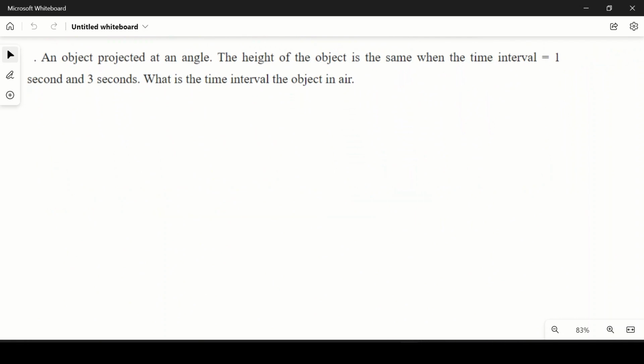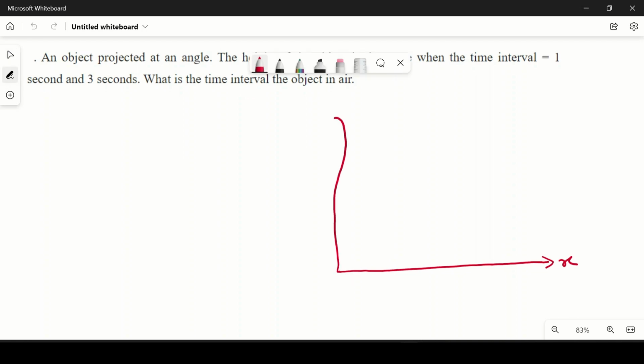An object is projected at an angle. The height of the object is the same at time intervals of 1 second and 3 seconds. So this is the plane, x-axis, and this is the y-axis. Sorry for the bad drawing. An object is projected at an angle, so this is angle theta. This is the initial velocity v naught.